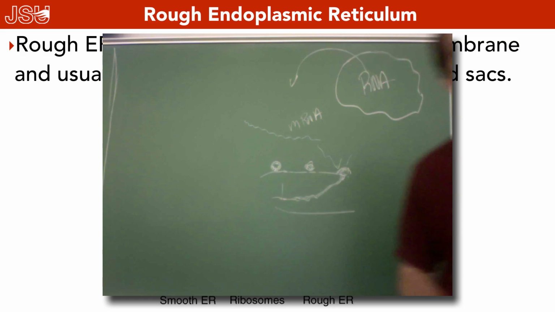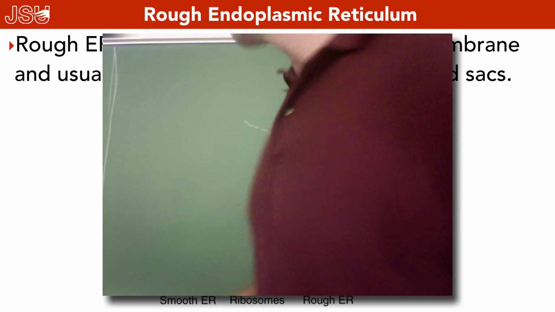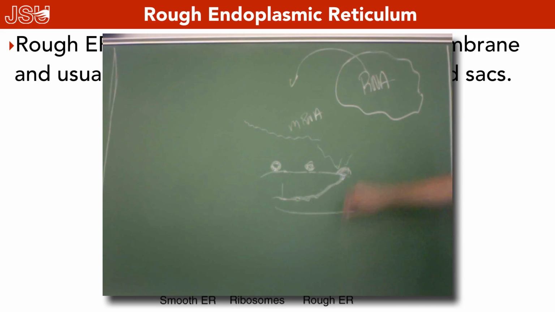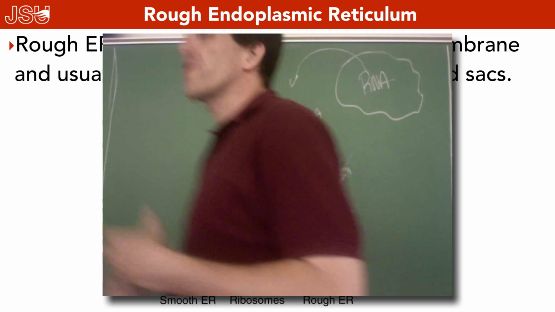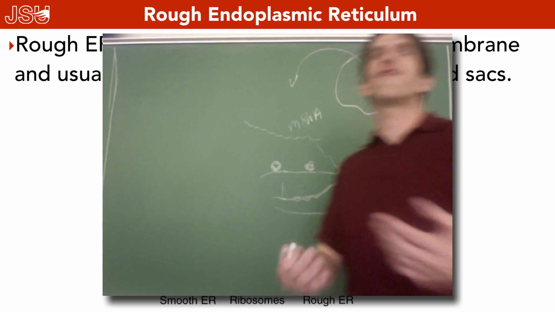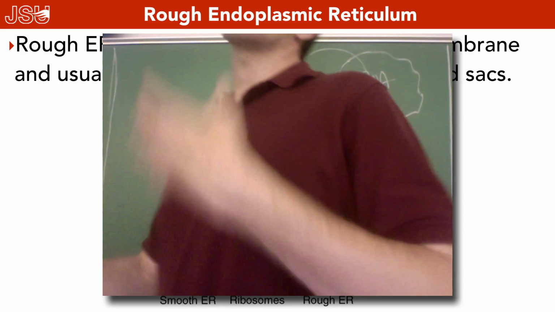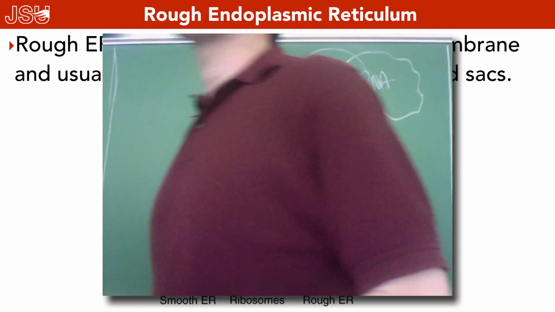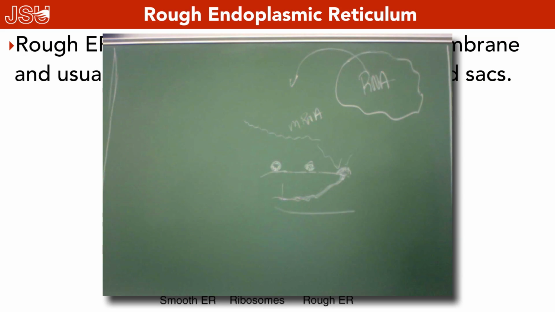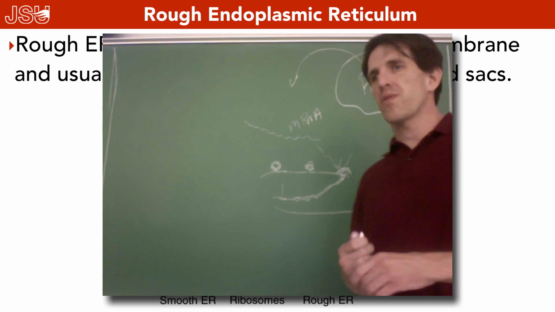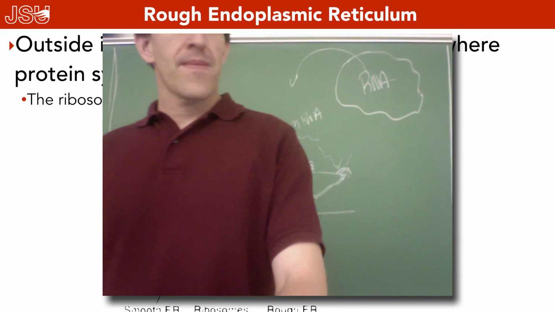Okay? Now, why does it make sense that our rough ER is very close to our nucleus? Exactly. When we start talking about structures of RNA, we're going to see that RNA is an ephemeral molecule. It doesn't last a long time. Okay, it's not a very long-lasting structure. It's going to break down. It's very unstable when you compare it to DNA, for example.